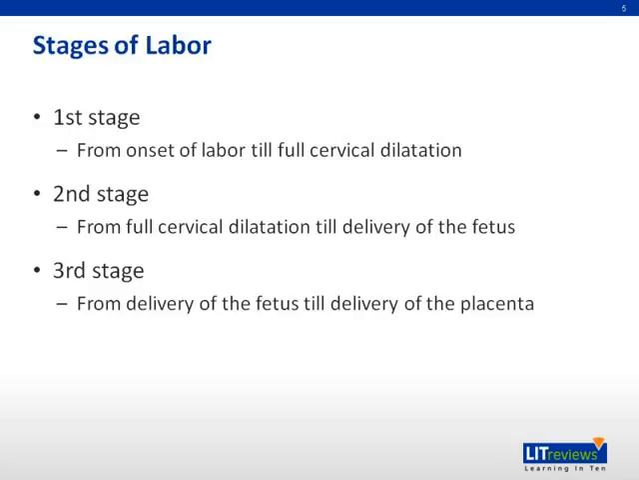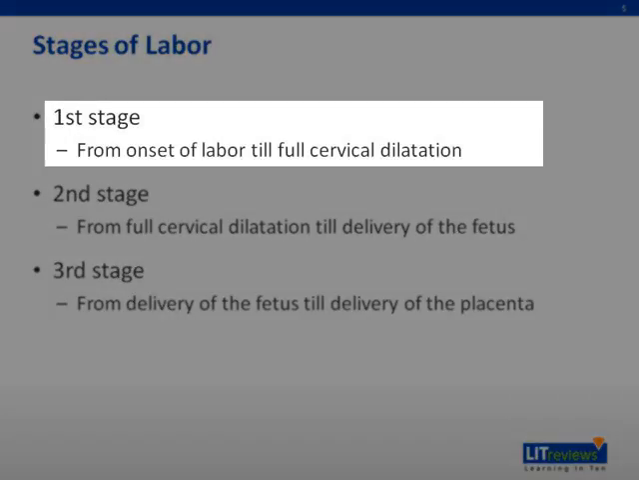There are 3 stages of labor. The first stage begins upon diagnosis of labor and ends at full cervical dilatation. It is divided into 2 phases, the latent phase and the active phase. The latent phase of labor is associated with cervical dilatation of 0 to 3 centimeters, associated with irregular contractions. The active phase of labor is associated with cervical dilatation of 3 to 10 centimeters, associated with regular contractions.